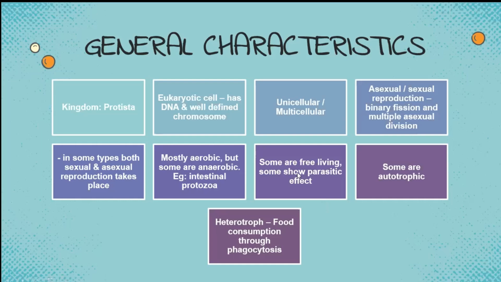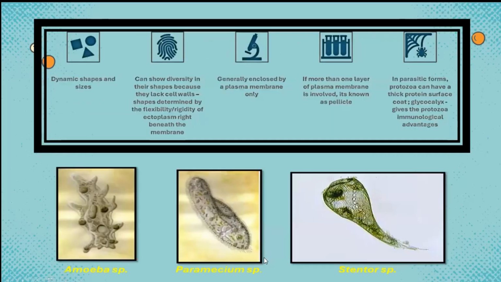Some protozoa are free living, and some show parasitic effects. There are also some autotrophs. Protozoa are also heterotrophs, where they consume food through phagocytosis. Sorry. Okay. Next slide.